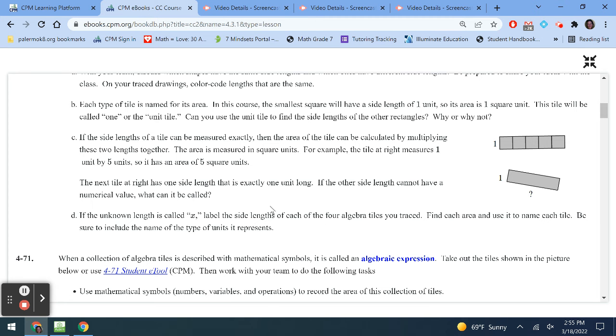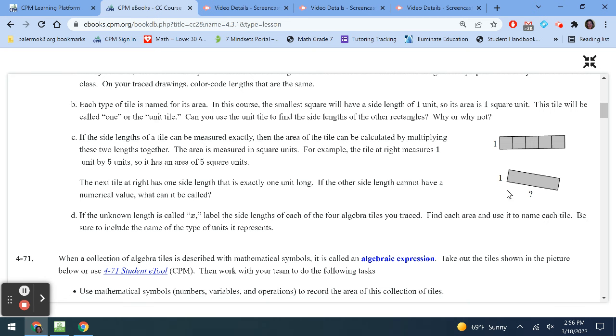The next tile at right has 1 side unit in length, this one right here, and that's exactly 1 unit long. But this one here, we don't have a numerical value for it. We don't know what that length is. So what can we call it? If you're not sure what you could call it, you can do one of two things. Number one, we can think about what this lesson is about, what it's called, what we're doing. Other thing we can do is skip ahead to the next problem, and usually they'll explain it to you right here.